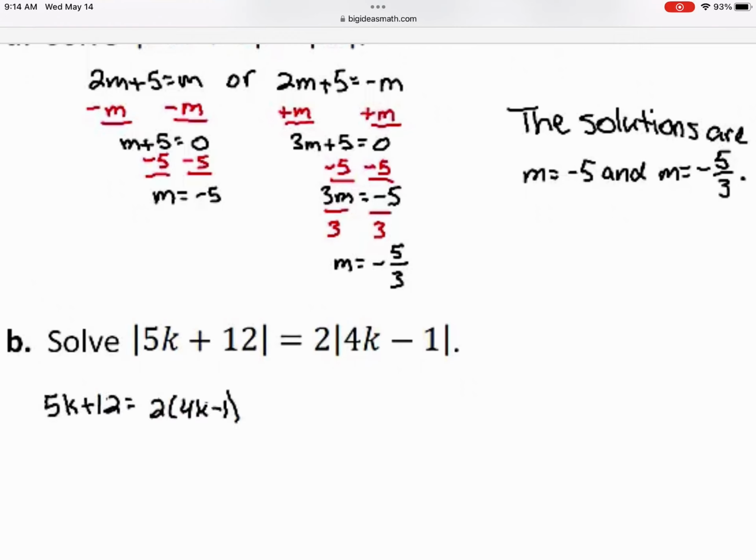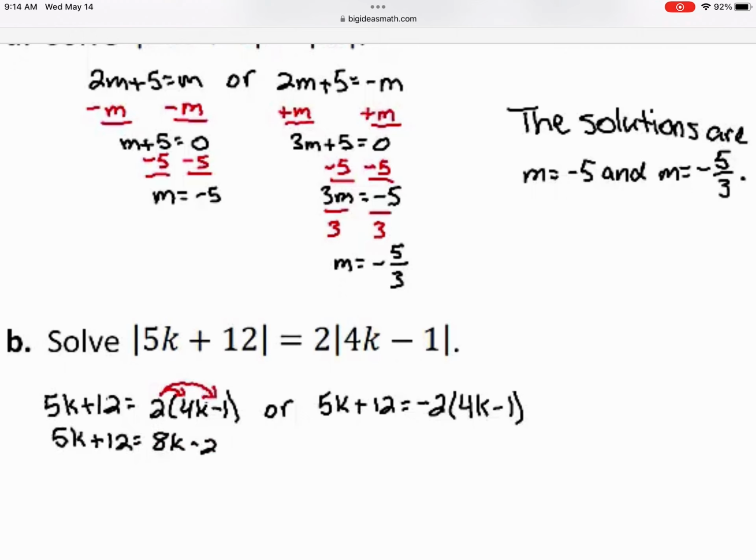5k plus 12 equals 2 times the quantity 4k minus 1, or 5k plus 12 equals negative 2 times the quantity 4k minus 1. To solve 5k plus 12 equals 2 times the quantity 4k minus 1 for k, first distribute the 2 through the quantity 4k minus 1. This gives you 5k plus 12 equals 8k minus 2.